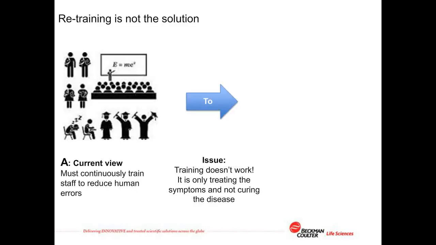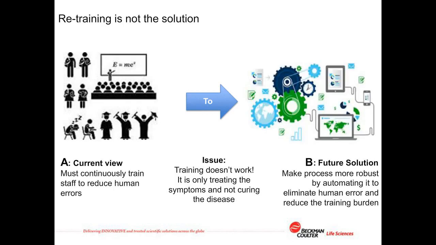Following data errors, the normal response is to initiate retraining for the water for injection monitoring team. However, the industry itself and the FDA is gradually coming to the conclusion that this does not solve the problem. It merely treats the symptoms for a short while until human error starts to creep in again, and that the correct way forward is to automate this monitoring program to remove the human errors and make the whole process more robust.